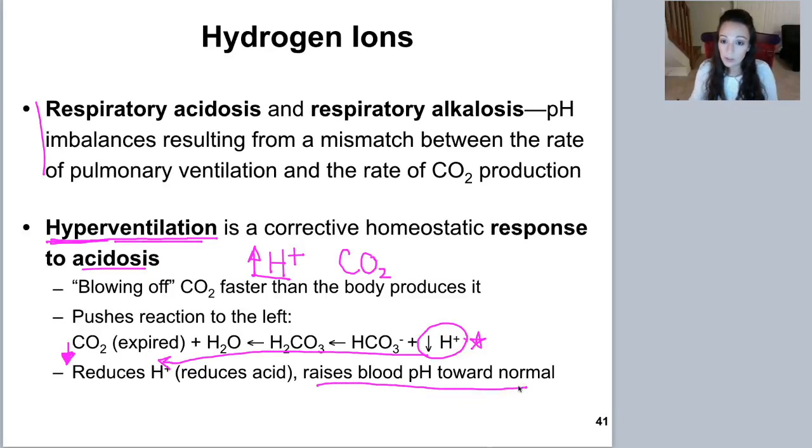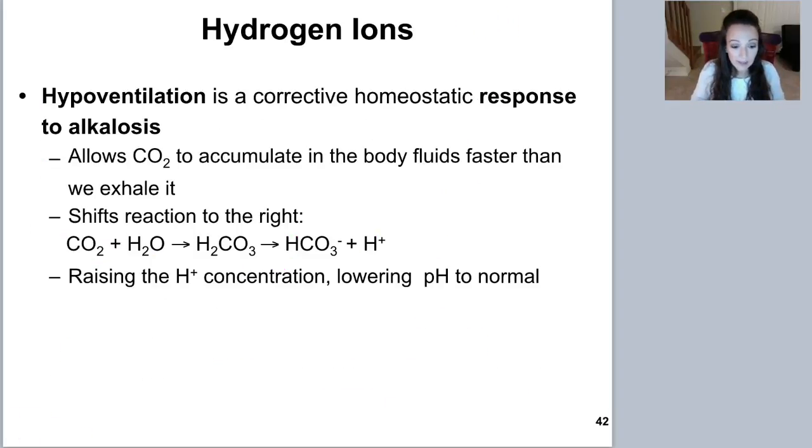Okay, so make sure you understand this. If you need to go back and listen to this again, go back and do it right now. On this slide, we have that hypoventilation is a corrective response to alkalosis.